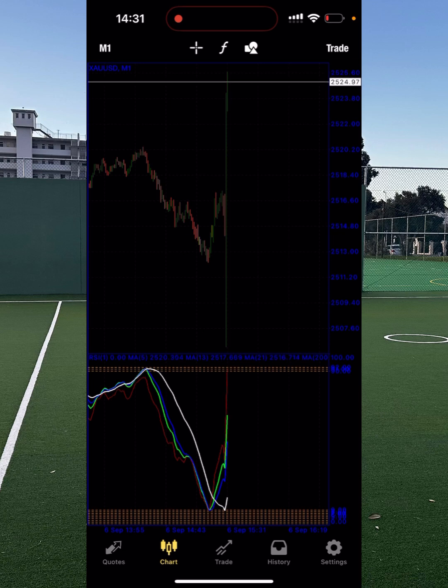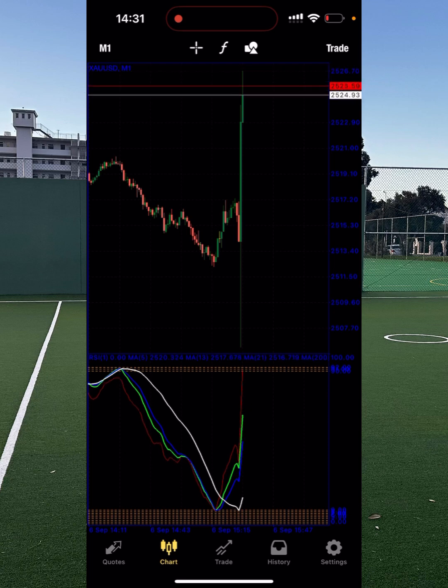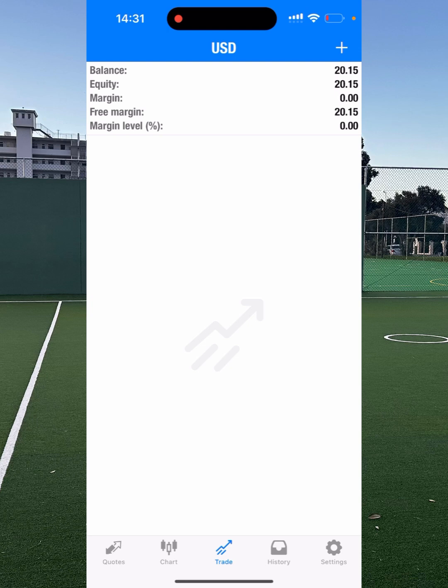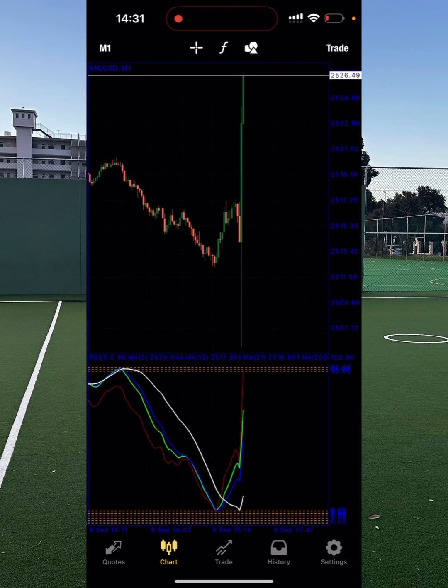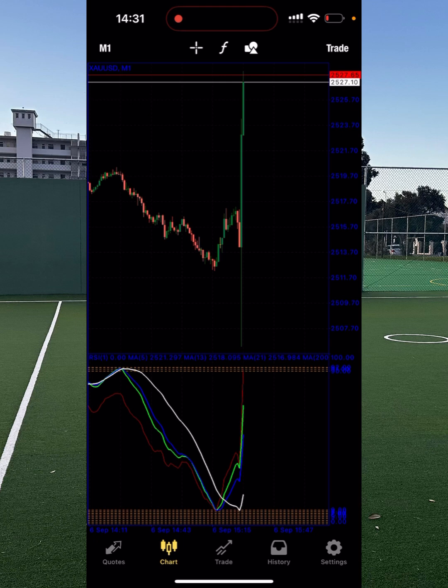Guys, the news did go up, of course. It did go up, of course, but the gap, guys, the gap took me out. Look at my account, $20 left. The market did go up, of course, but the gap took me out, which means the lot size I've used was bigger than, damn, bro.